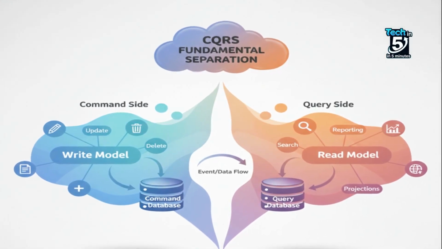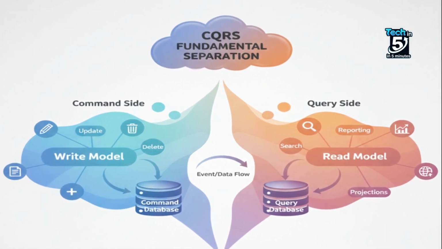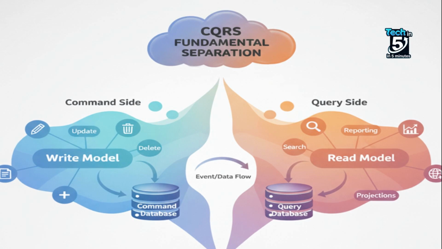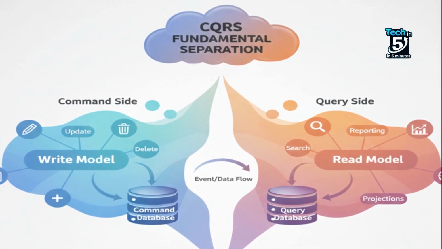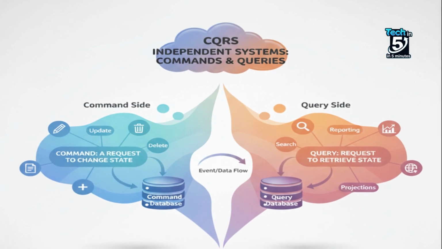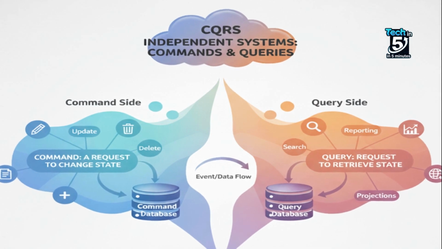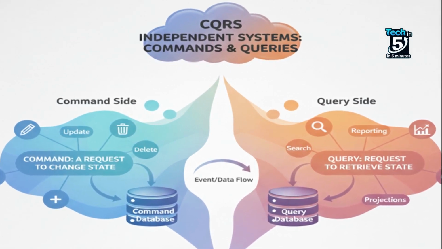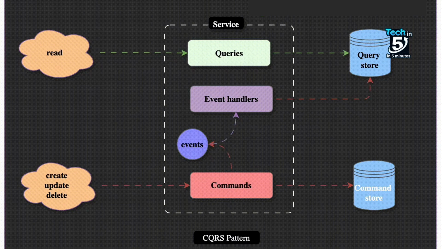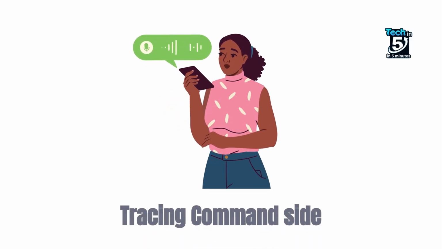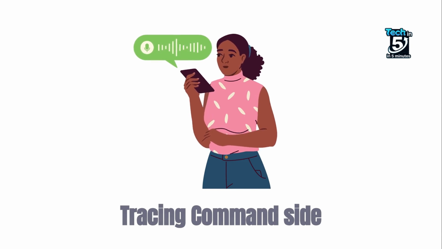CQRS fundamentally separates the model used to update information, the command side, from the model used to read information, the query side. They become independent systems. We define a command as a request to change state and a query as a request to retrieve state. To achieve true separation, in CQRS both the models and the underlying databases are different, chosen to serve two conflicting masters: integrity and speed. Let's trace a transaction, starting with the command side, and see exactly how its model is built.